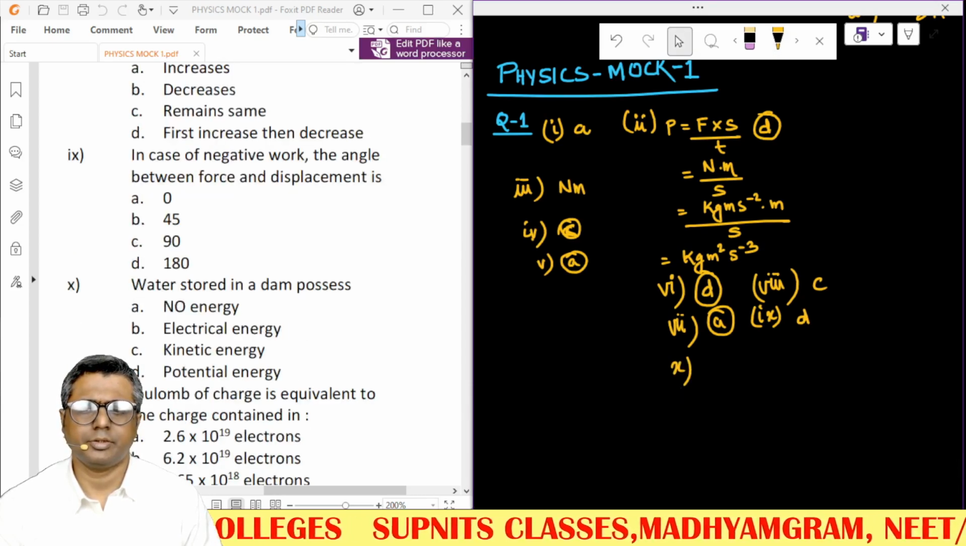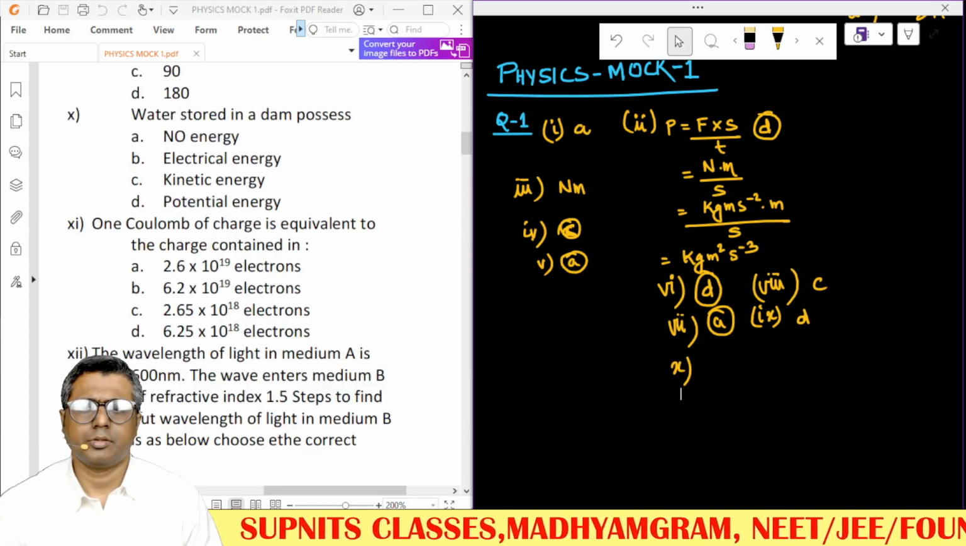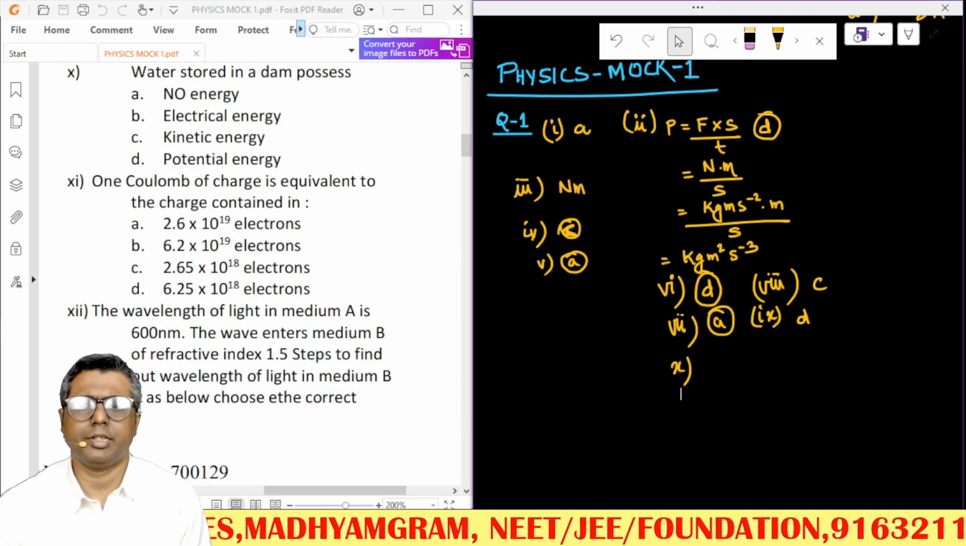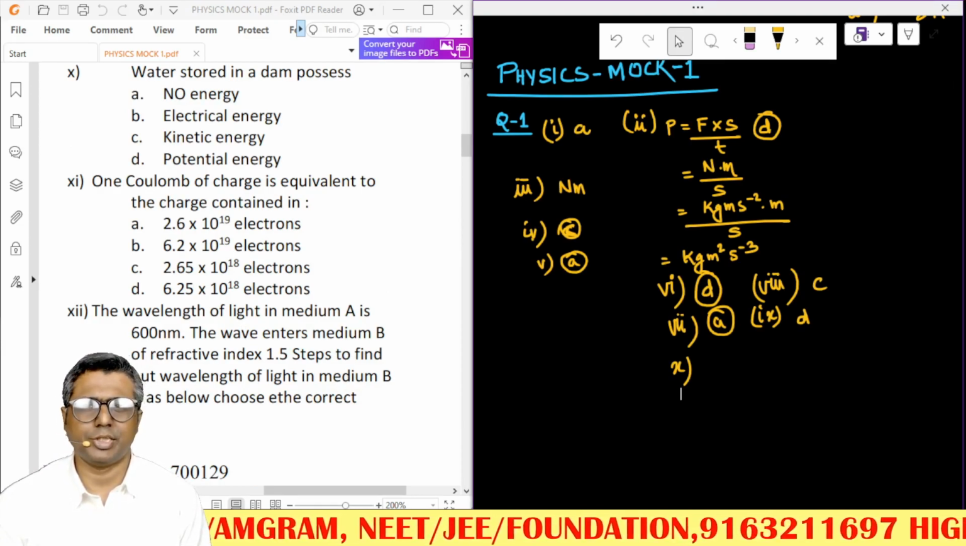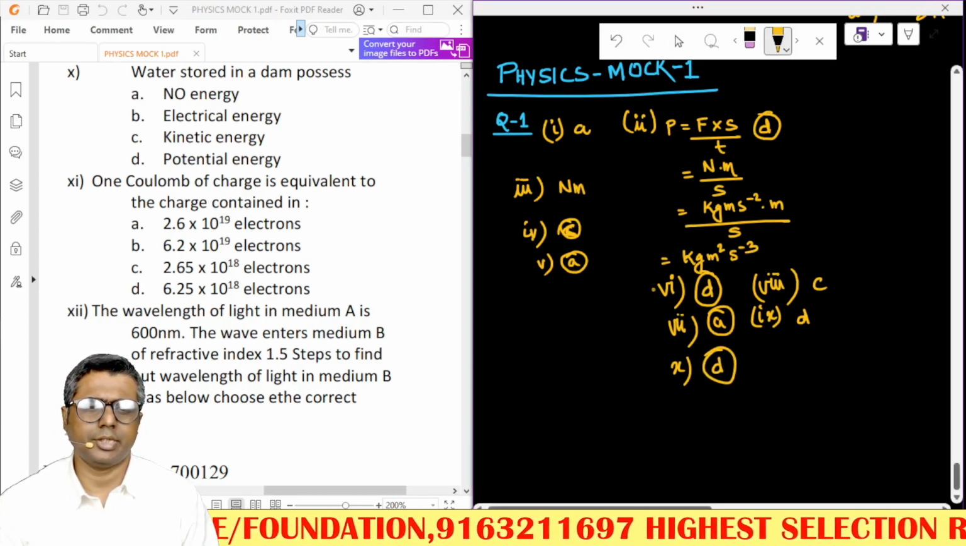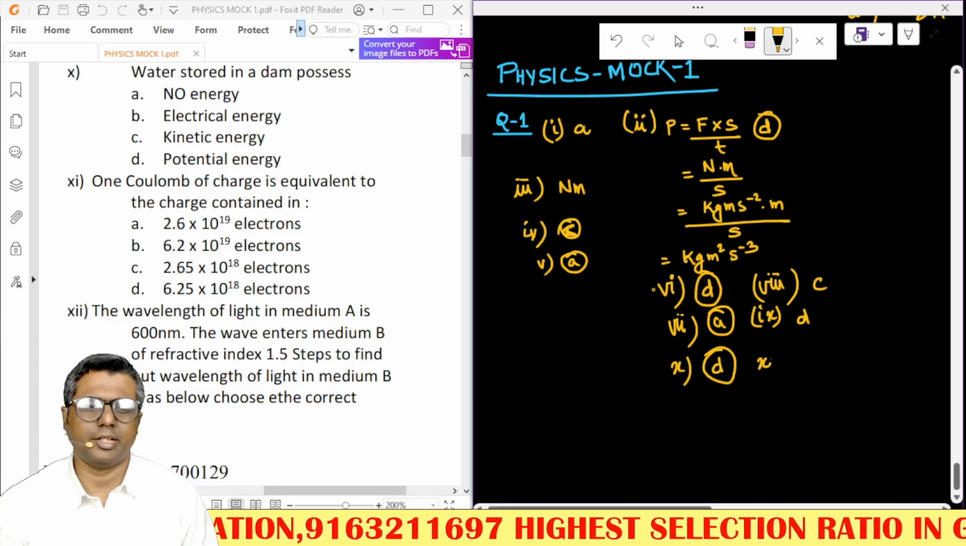Next question, water stored in a dam possesses which kind of energy? Definitely they possess potential energy. Very easy question, very easy question. I will say not standard, right?